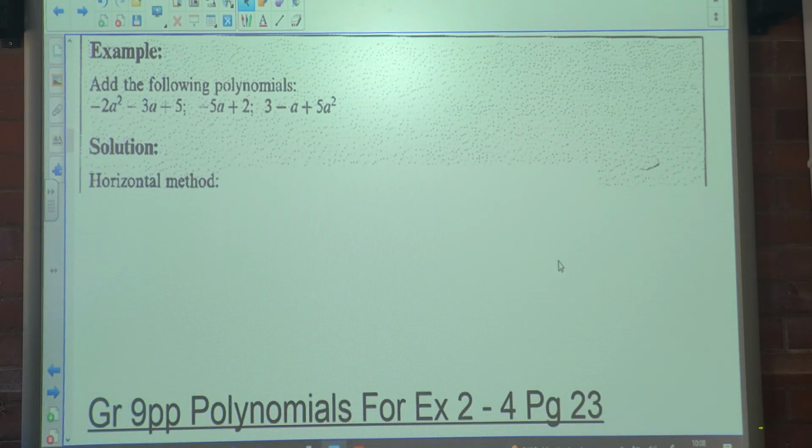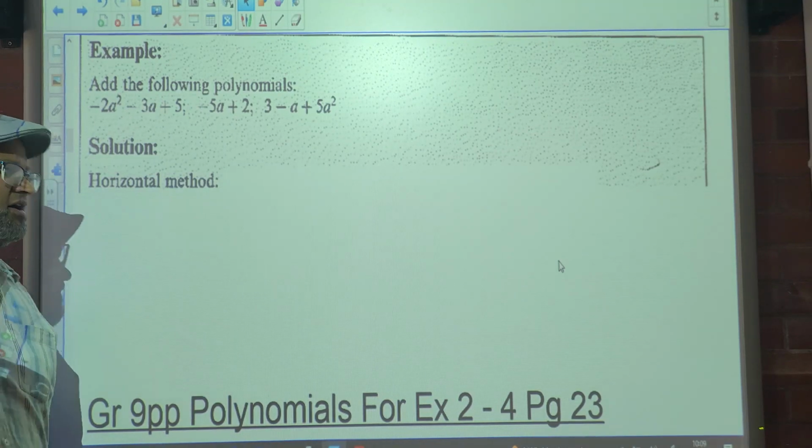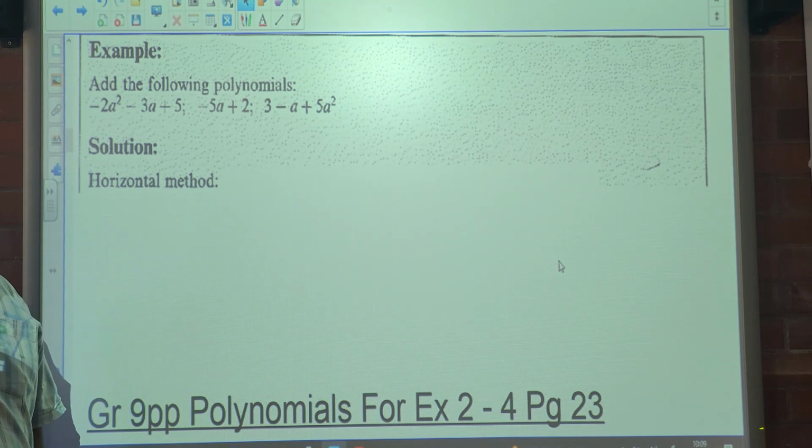We got 2a squared minus 3a plus 5. Then the second expression is negative 5a plus 2. And of course the third expression is going to be 3 minus a plus 5a squared. Now of course there's two ways of doing this. There's a horizontal method and there's a vertical method. So what you guys were dealt with thus far is the horizontal method.